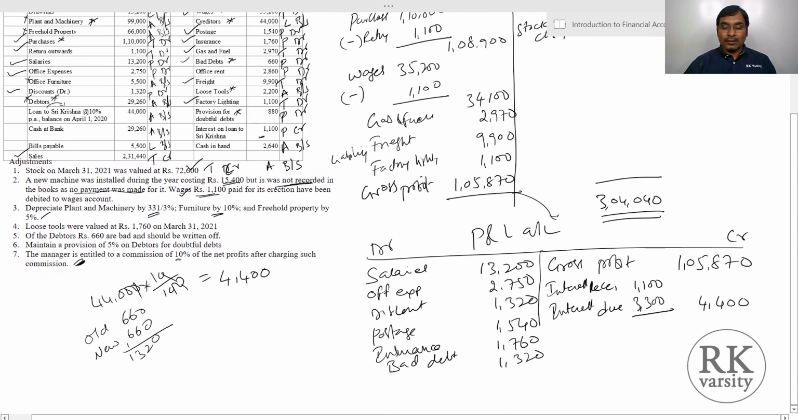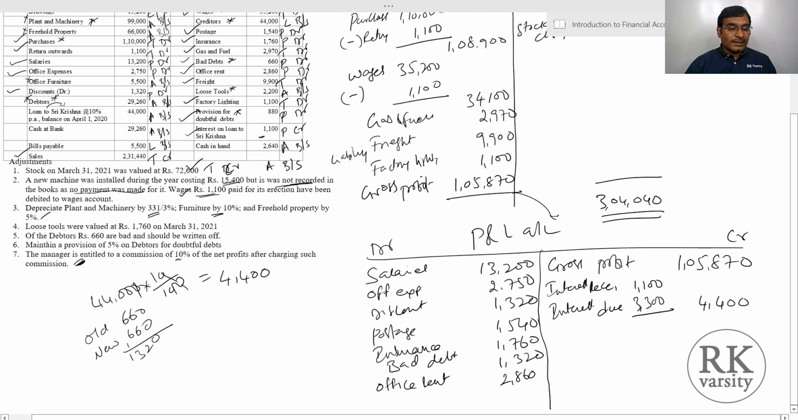Then office rent, no adjustment is there, 2,860. Then what is that item you have? Provision. Sorry, provision for bad and doubtful debts we have to create. The provision for bad and doubtful debts is 880.